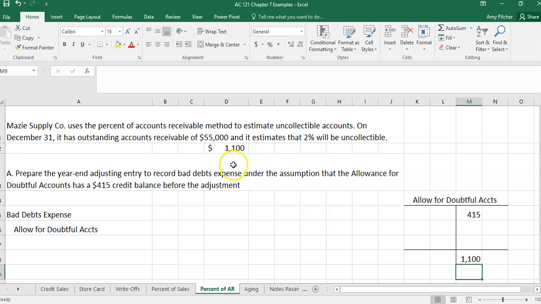So instead of just recording bad debt expense of $1,100, that's the ending balance we want for our allowance for doubtful accounts. That's the main difference between percent of sales and the accounts receivable method. The amount that does that is $685. So if we credit our account for $685, it will add together with the $415 to become $1,100.